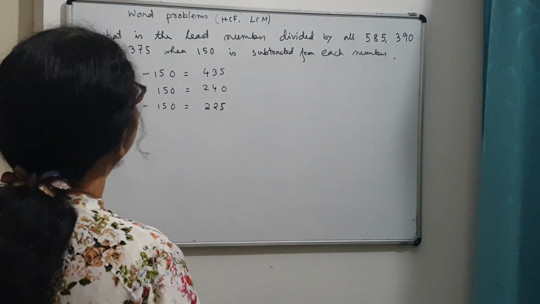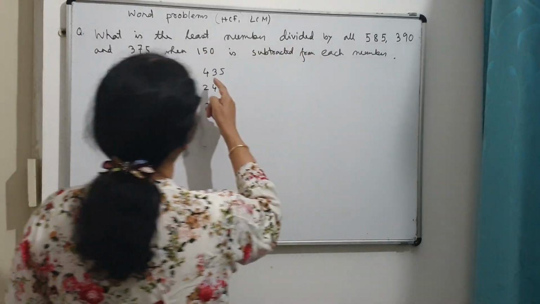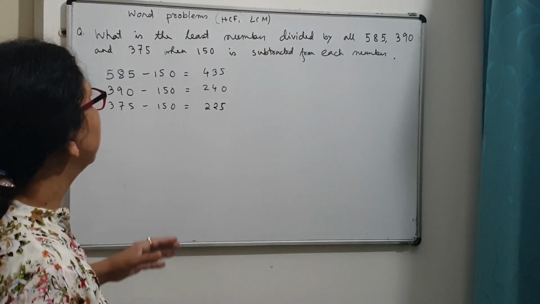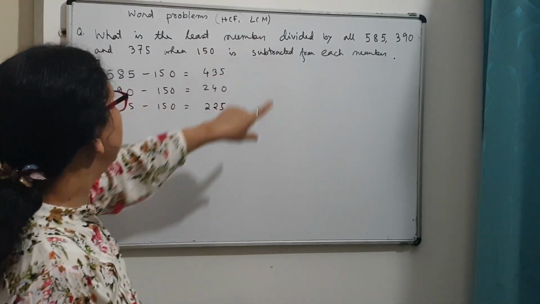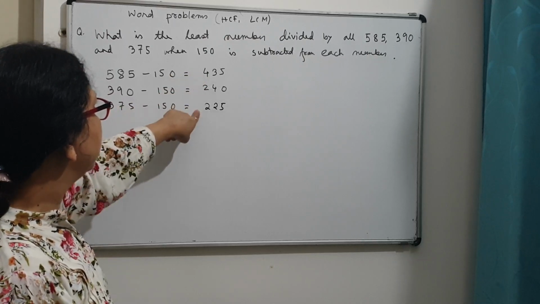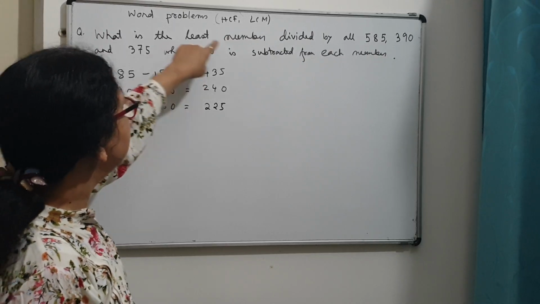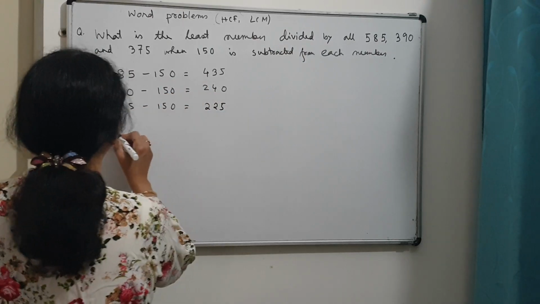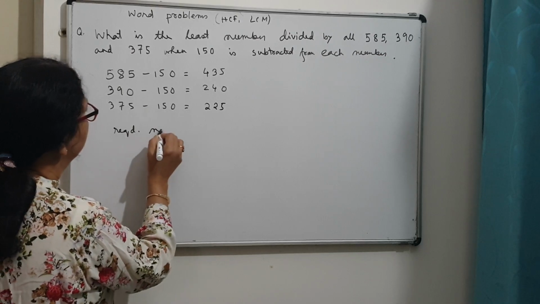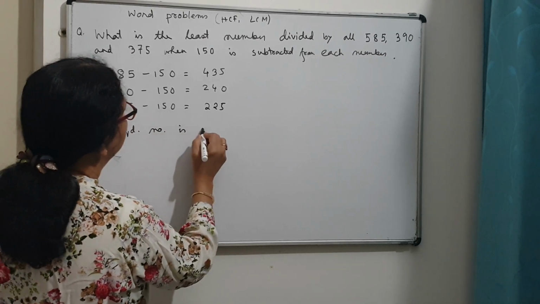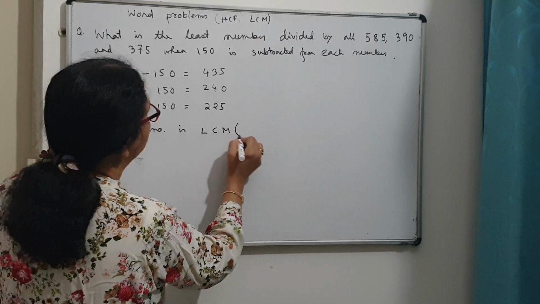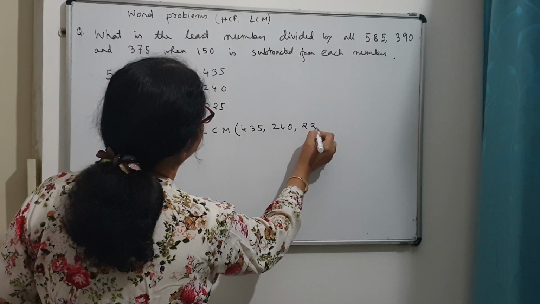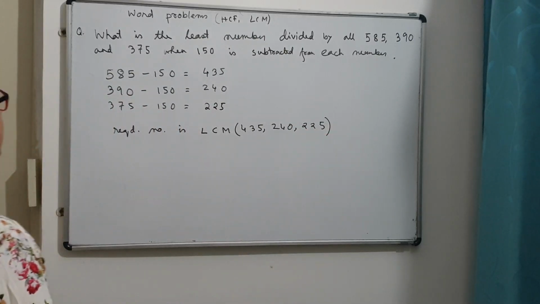So what you have to find then? We have to find the least number divisible by these three. That is the question. That means that least number has to be a common multiple of these three. These three have to be multiples of this. So it's the least number, so it has to be the least common multiple of these three numbers. So the required number is the LCM, least common multiple of 435, 240 and 225.